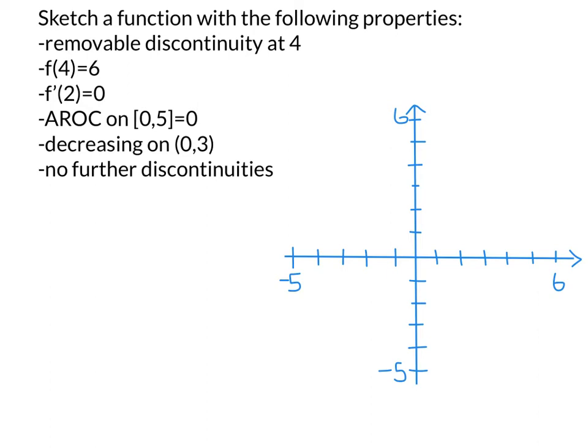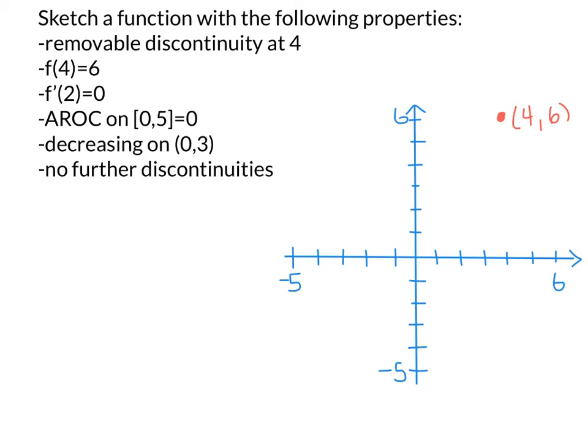Let's go ahead and begin. We want a removable discontinuity at 4. That's actually not something we can deal with right now until we read all the other information. F of 4 equals 6, that's an easy thing to do. That just means we're going to have a point at (4, 6), an actual fully filled in dot.